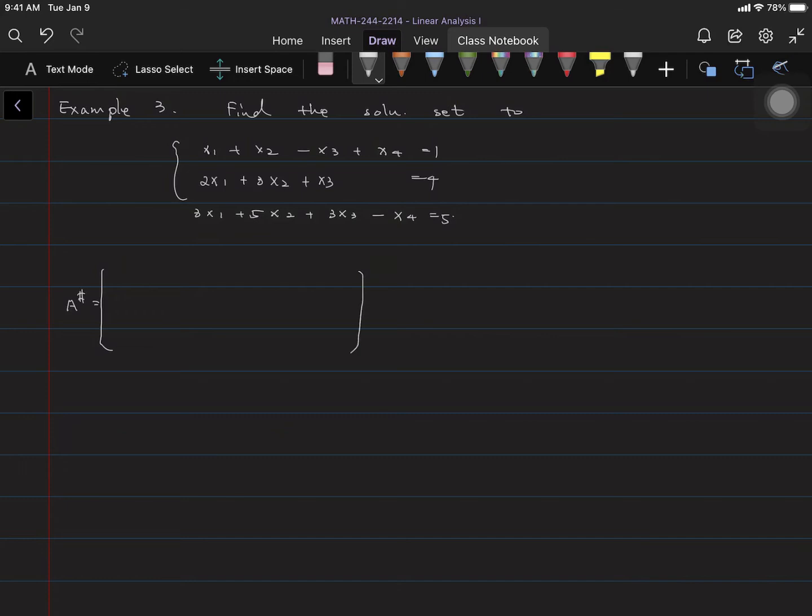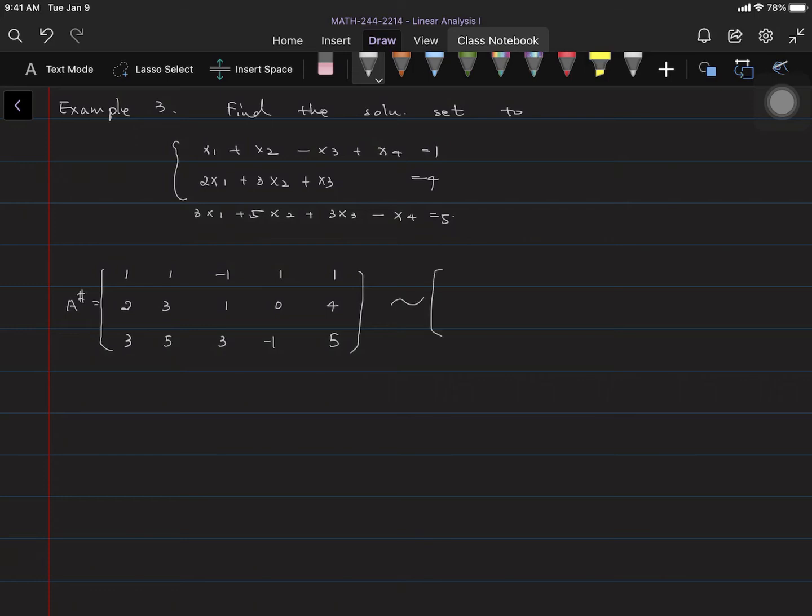And be careful. It should be 1, 1, negative 1, 1, that's the coefficients, and b, right? And 2, 3, 1, and the x4 coefficient should be 0 because there's no x4. And 3, 5, 3, negative 1, 5. This is the augmented matrix. Now let's reduce this into row echelon form.